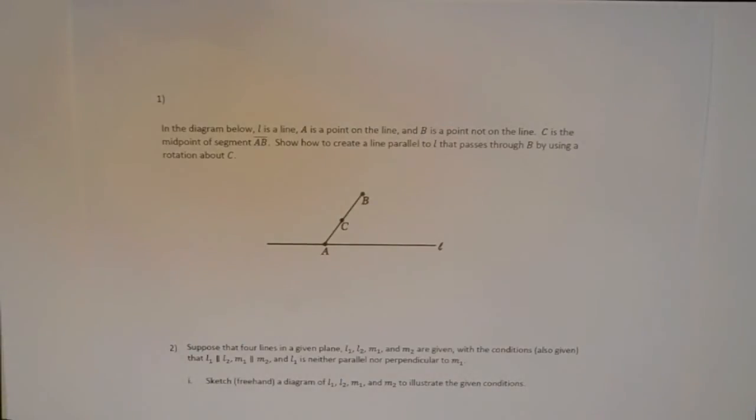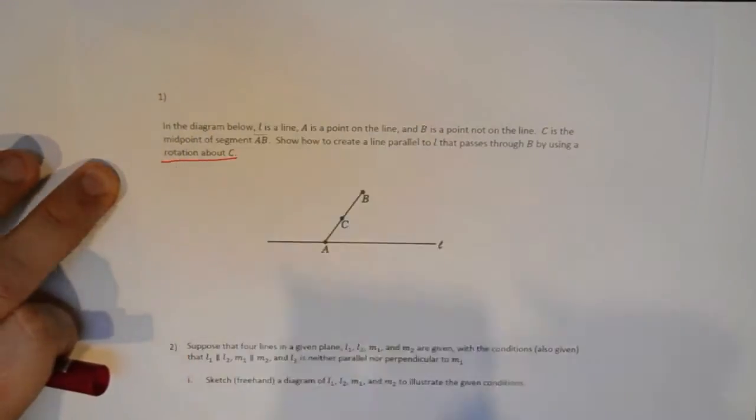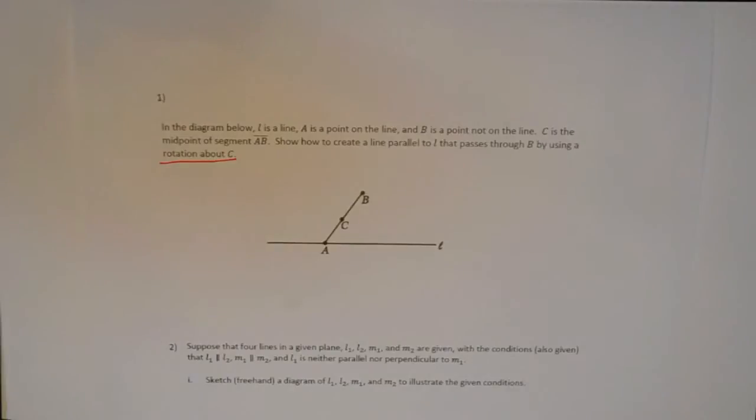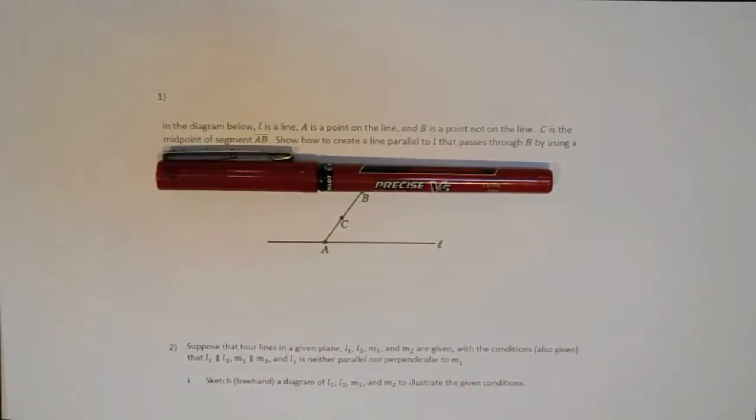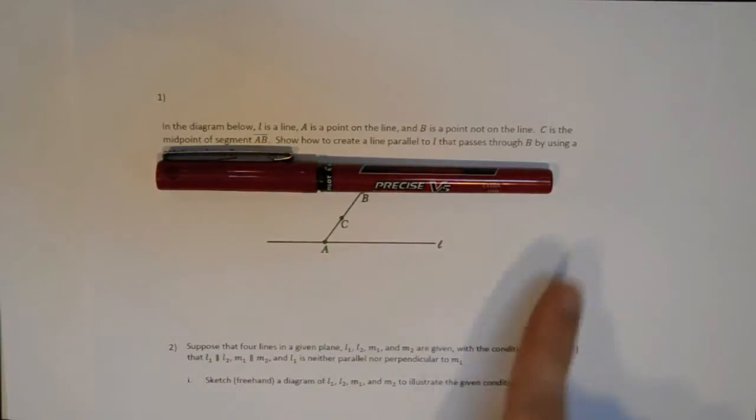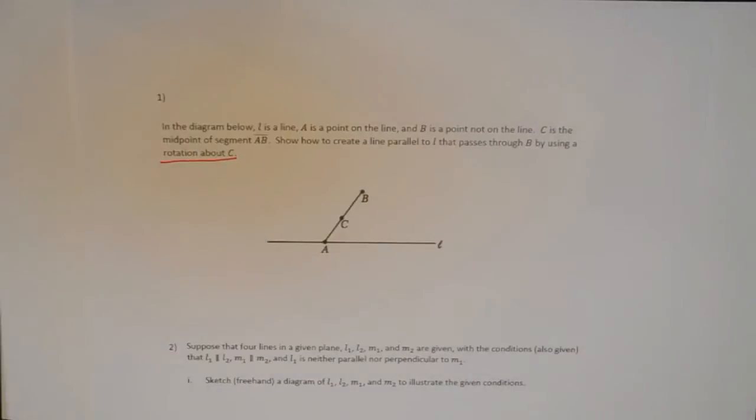But there's this extra stipulation here that we have to use a rotation about point C. So let's think about what would have to happen there. If we want to rotate about point C and have this line end up parallel to itself, but through point B, well, what's the degrees that we're going to have to rotate through? If I want this line to be parallel to its image, I'm going to need to rotate through 180 degrees, right? This would be a 180 degree rotation about point C.